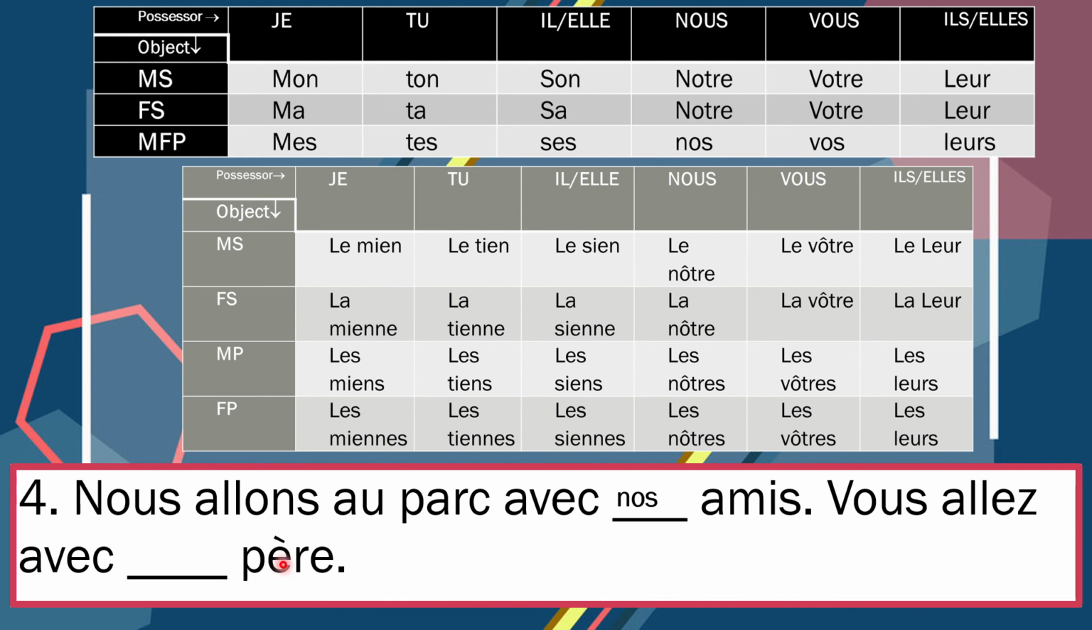Now, in this case, the object as well as the possessor both have changed. So if you see, the new object is père, masculine singular. Remember, you're back looking at the adjectives. Masculine singular object, the new possessor is vous. So under masculine singular, vous is votre. So that becomes your answer. Nous allons au parc avec nos amis. Vous allez avec votre père.